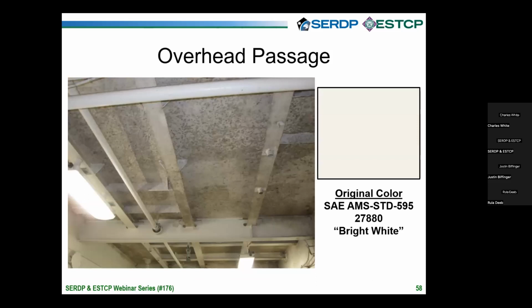Similar for overhead space on an L-class amphibious ship that can be exposed to exterior air, and other fumes and exhaust from vehicles will collect on the surface. You can see the original color is represented by this pipe here, the bright white presented here on the right. Any darkening or occurrence beyond that is mold growth.